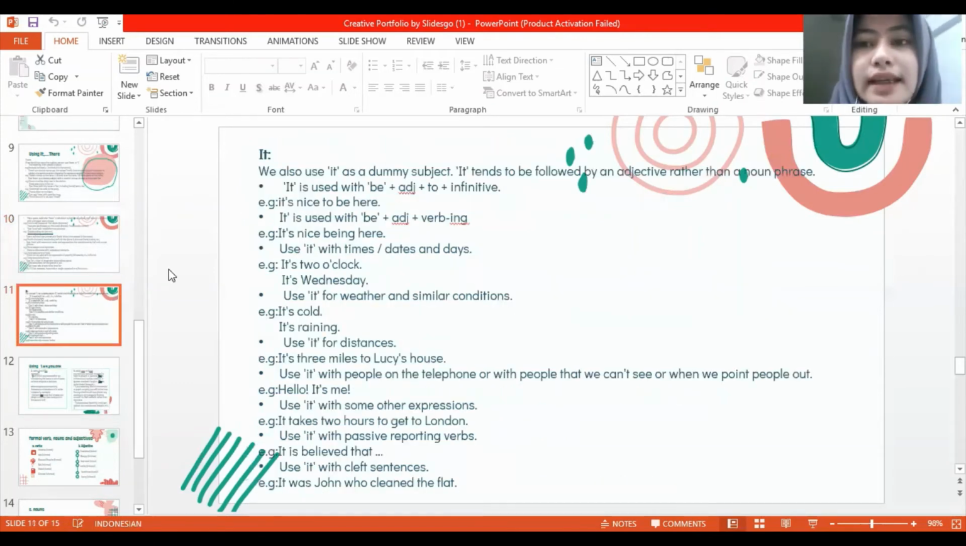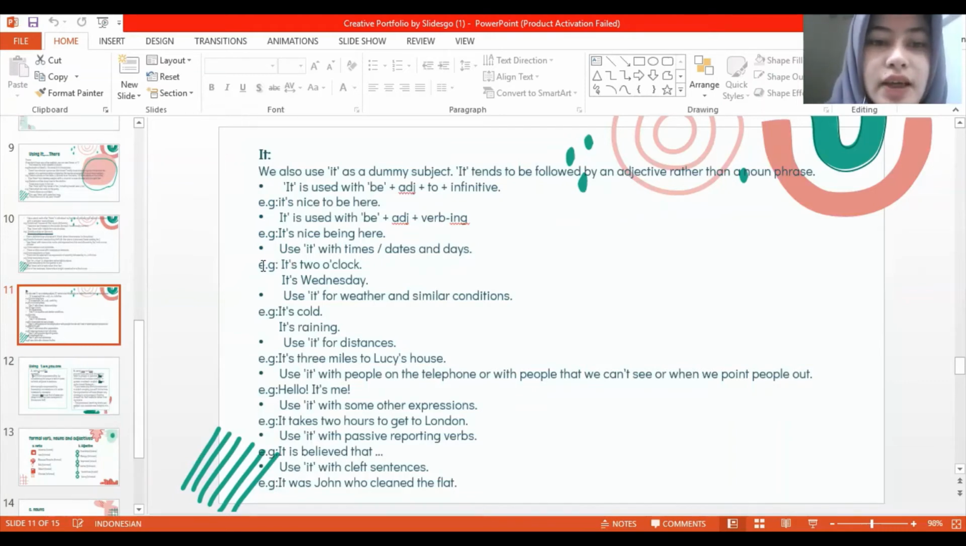Okay, the next is using it. We also use it as a dummy subject. It tends to be followed by an adjective rather than a noun phrase. Fourth, it is used with be plus adjective plus to plus infinitive. Example, it is nice to be here. Next, it is used with be plus adjective plus verb-ing. Example, it is nice being here.